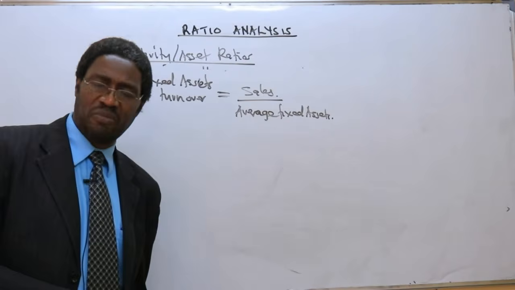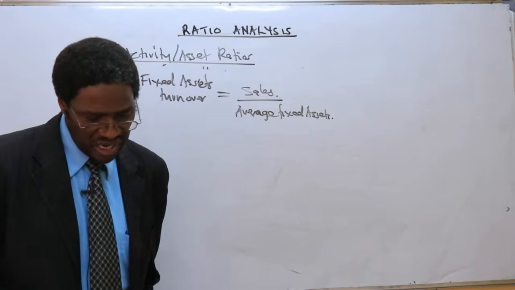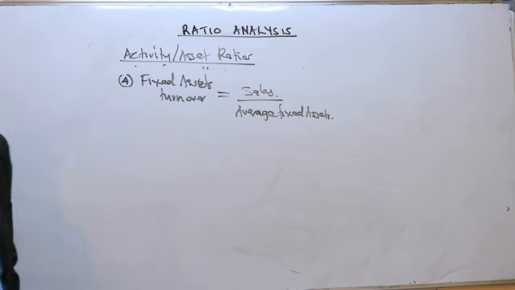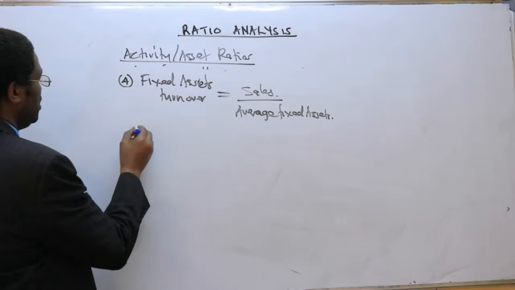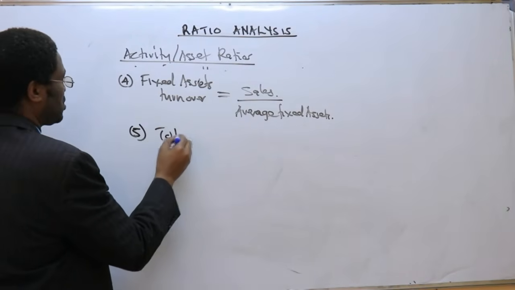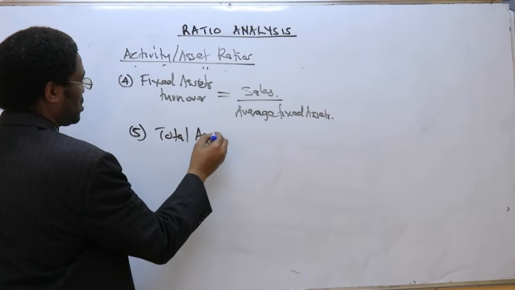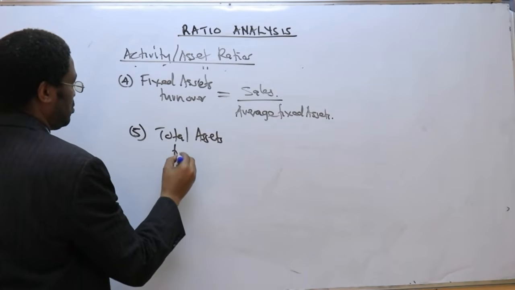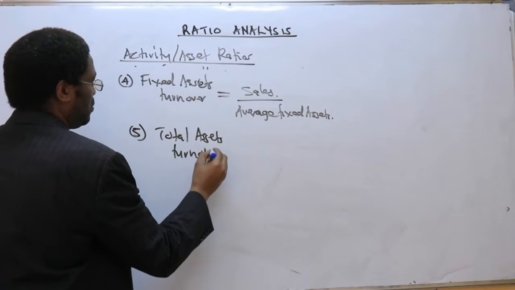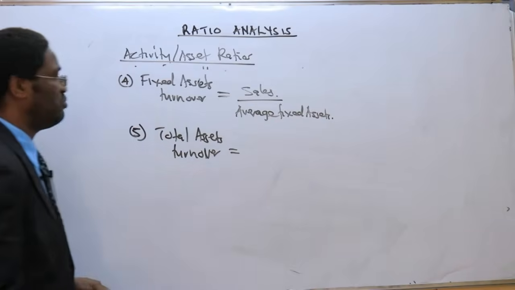Now we go to number 5. Ratio number 5 is what we call total assets turnover. This one now, you should be able to give me the formula.